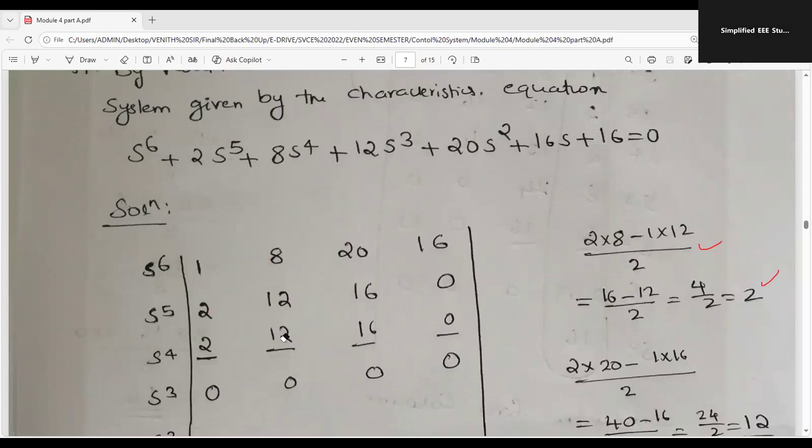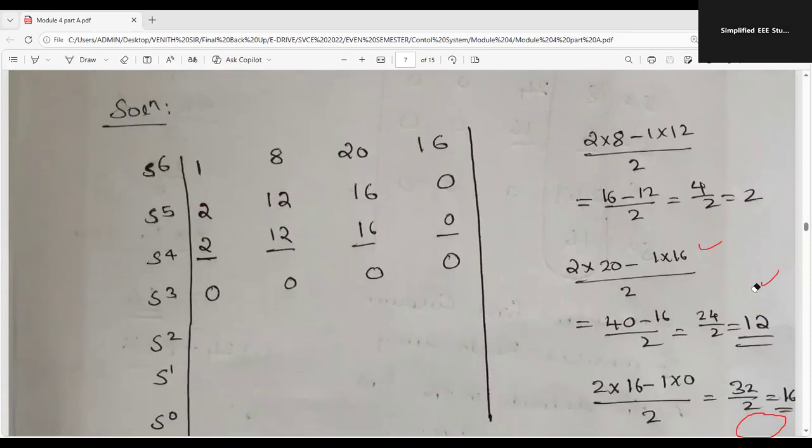So coming to the next element of the third row, how to find it? For the time being, you just forget about this column. Now you can start multiplying: 2 into 20 minus 1 into 16, divided by 2. So you are able to get the value of the second element of the third row, that is 12. Likewise, please calculate the third and fourth elements of the third row. I'll show you how I calculated. Same principle, so please check once. Kindly work it out parallelly so that you will understand it easily.